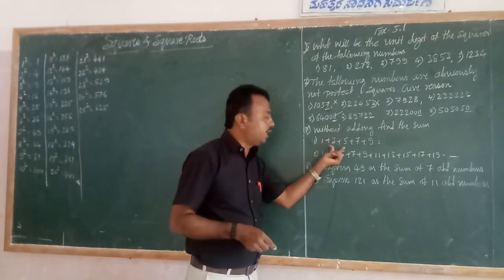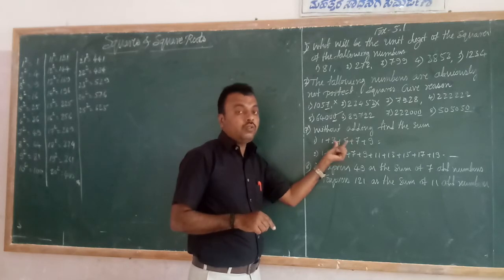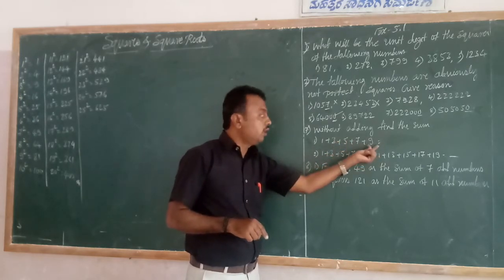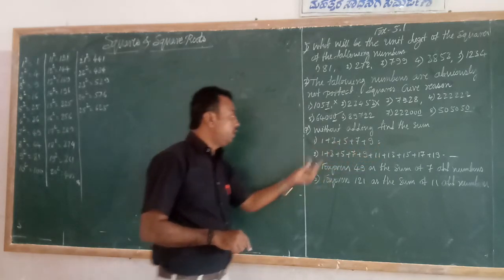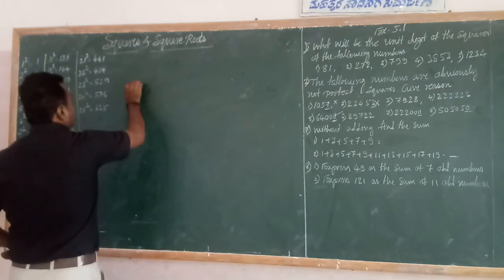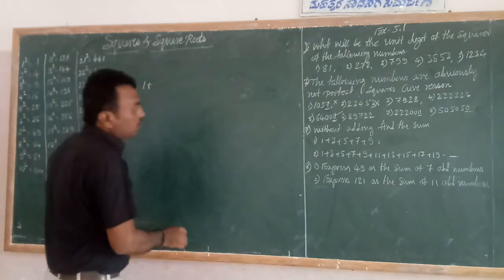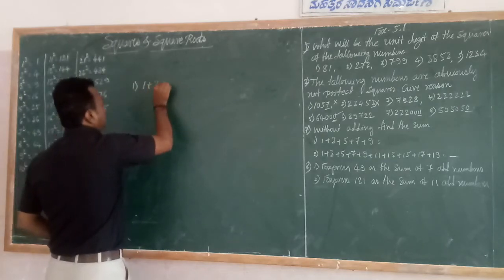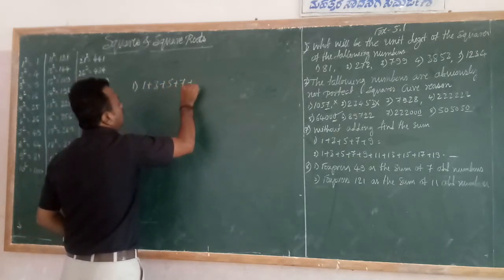Actually, we cannot add it. So without adding, we have to find the sum. What is the sum of the given pattern? Okay, I will take one example. First one: 1 plus 3 plus 5 plus 7 plus 9.